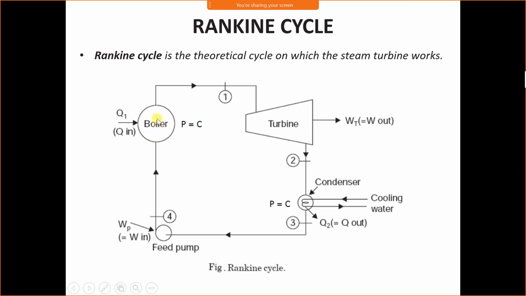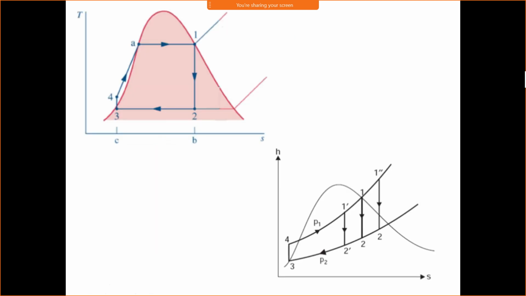Then subcooled water enters the boiler. At point 4, subcooled water enters the boiler. First, subcooled water is converted into saturated water. During further heating, the saturated water is converted into saturated steam. Only sensible heat is supplied from point 4 to A, so that the temperature of water can rise from subcooled temperature to saturated temperature. But from point A to point 1, only phase change takes place, and to change the phase, we need to supply latent heat.